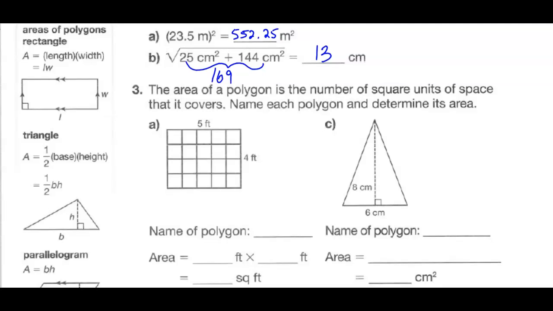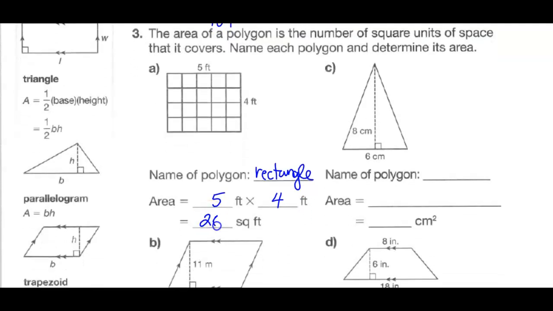Okay, area of a polygon is the number of square units of space that it covers. Name each polygon and determine its area. Well, this is just a rectangle. It's 5 feet by 4 feet. So in units, that's 20 square feet, or feet squared, when you remember back to 10-3 last year. Name of polygon, this is a triangle.